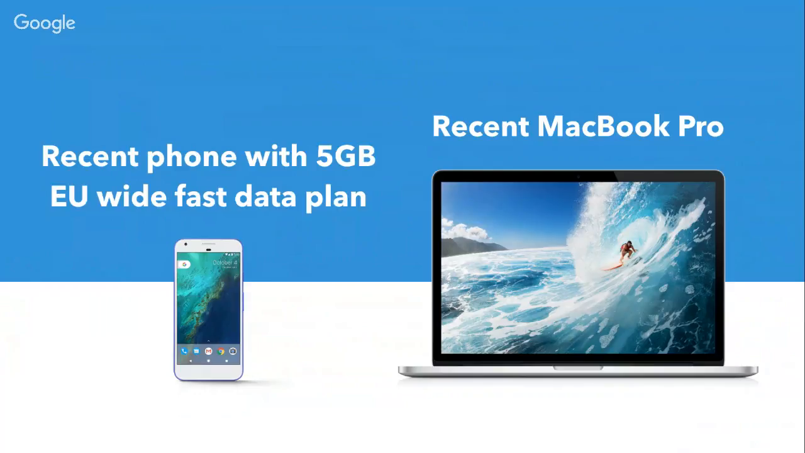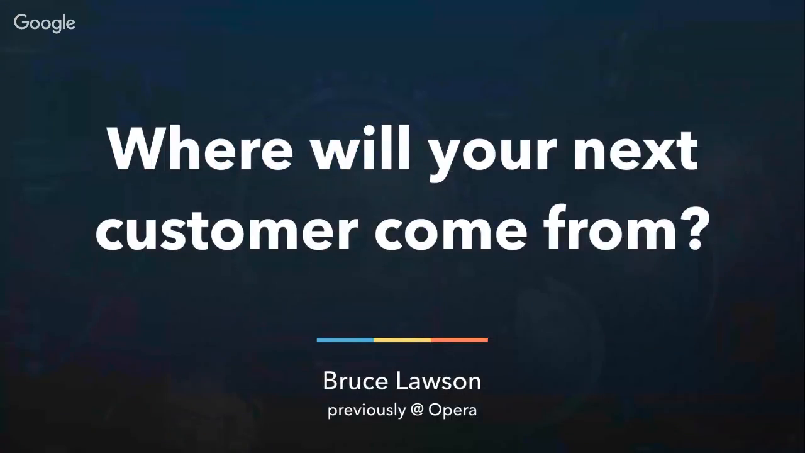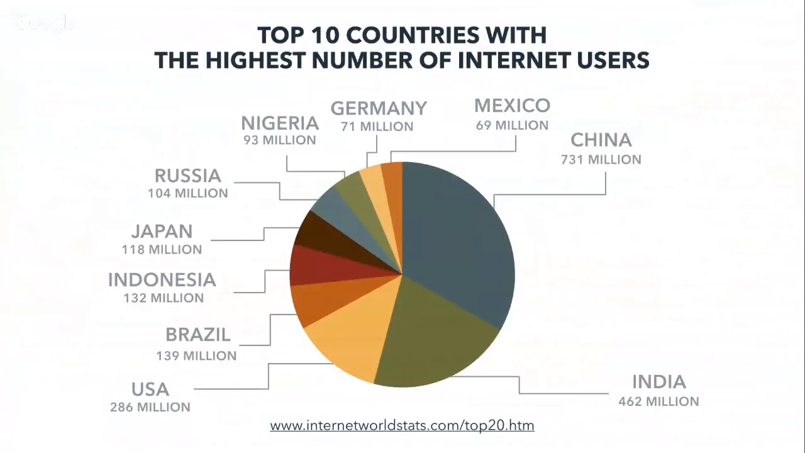So when we build stuff for the web, we all should ask ourselves, all right, but where is our next customer coming from? I mean, maybe we're building the next Twitter. So what I want to show you are the top 10 countries with the most internet users. It turns out that the most internet users are actually coming from China, followed by India, the USA, Brazil, Indonesia, Japan, Russia, Nigeria, Germany, Mexico.